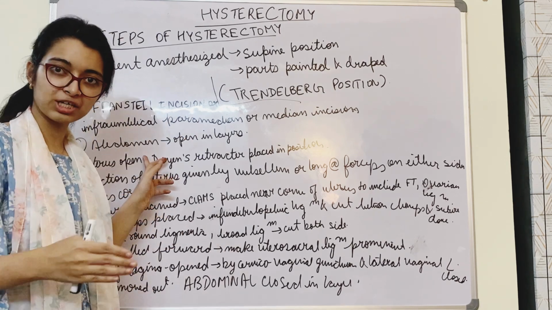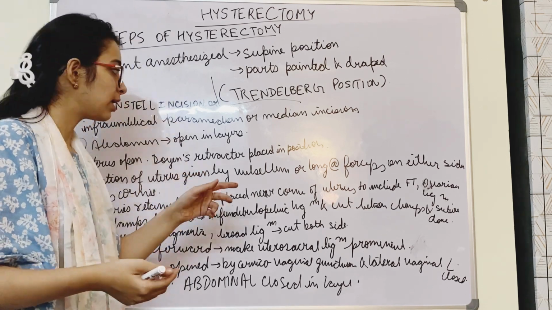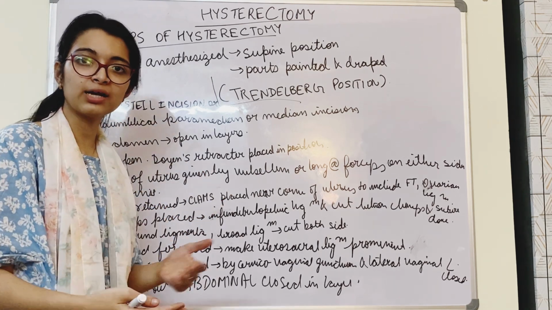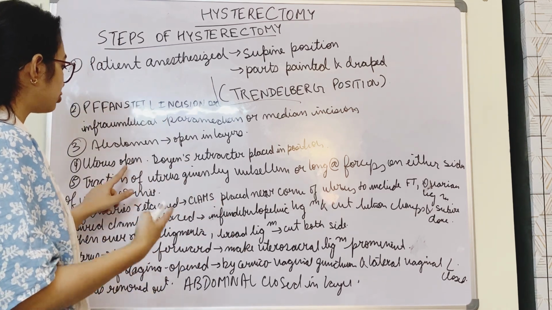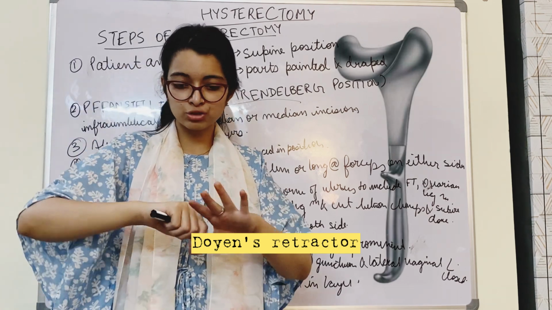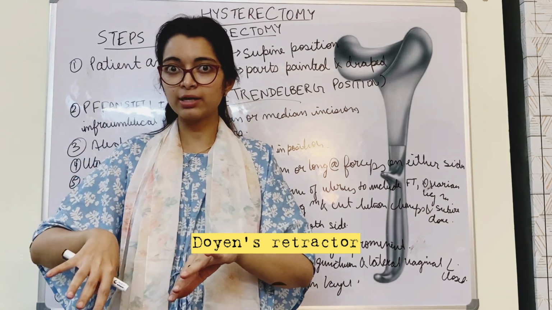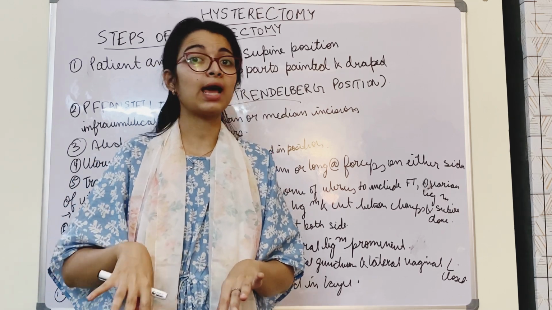So in my case, the transverse section was done. In that, I saw the rectus sheath, the rectus muscles, and then the large intestine, and below that there was the presence of the uterus. So then we will open the uterus, and then Doyen's retractor is placed in position. Doyen's retractor is used, I think, to differentiate the particular organ that we have to work on, so that the rest of the organs do not get hampered.